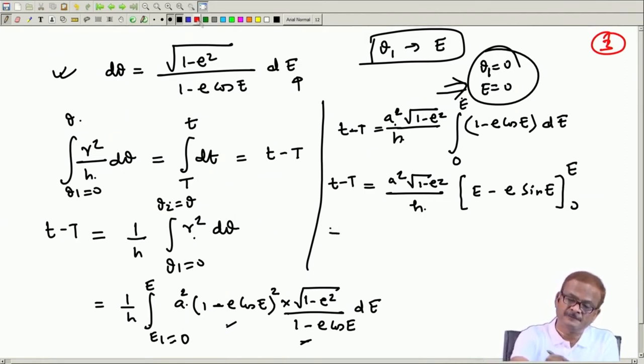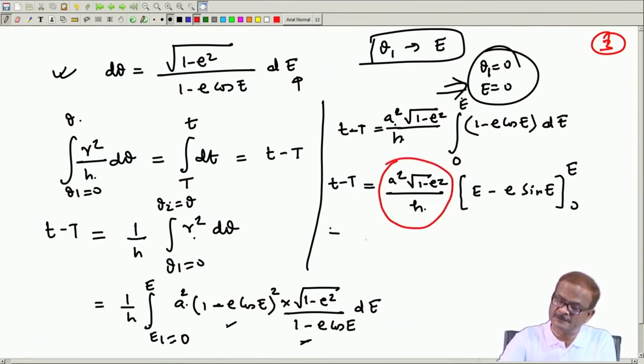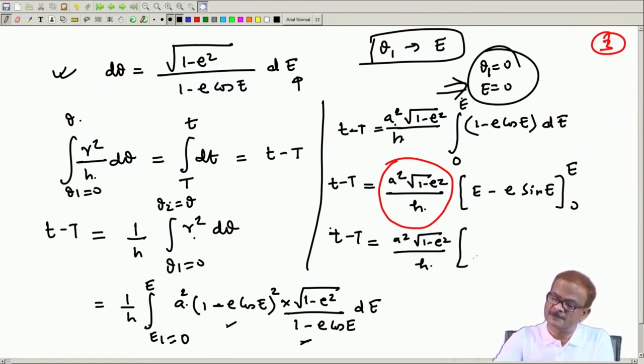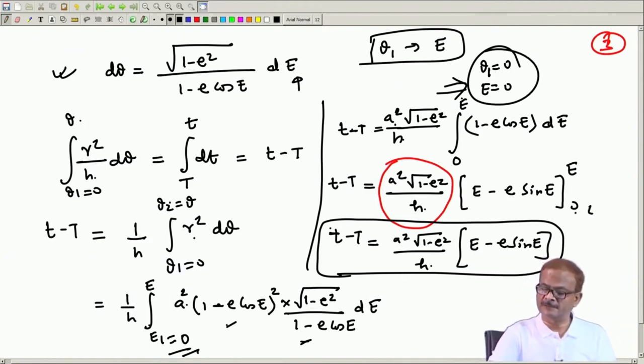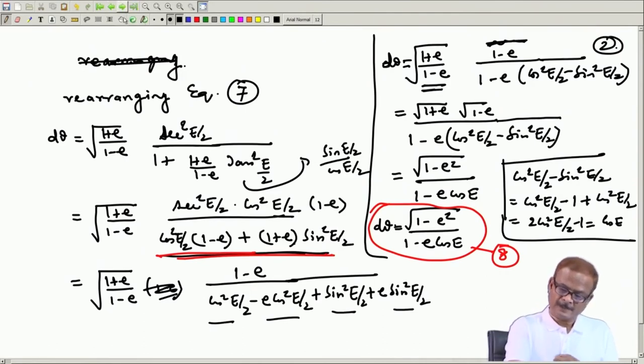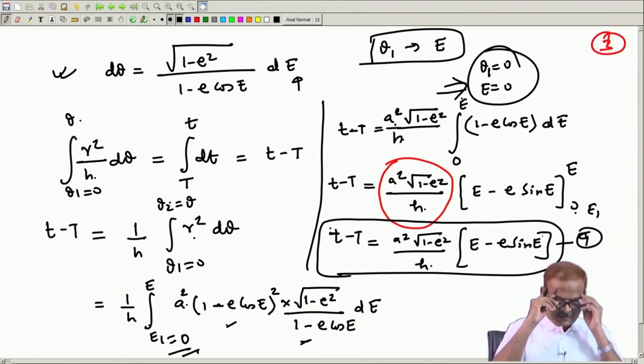This term we will work on a little later. Let us finish this part first. So, T minus T then gets reduced to a square times 1 minus e square divided by h, and if we apply this limit, this is E minus e sin E. So, this is the situation. Remember that we are measuring from E 1 equal to 0. If we do not do this, instead of 0 we will have E 1, so one more term will simply get into this place. So, this is equation number 9.